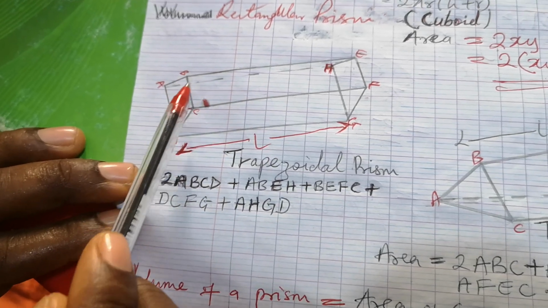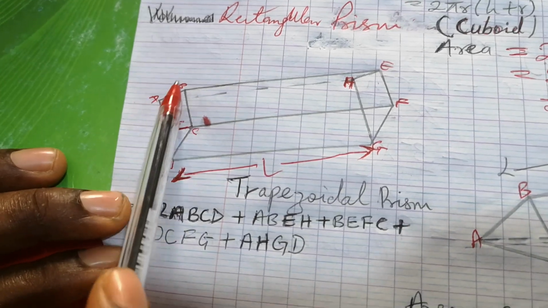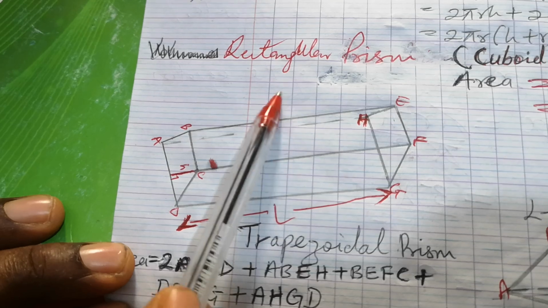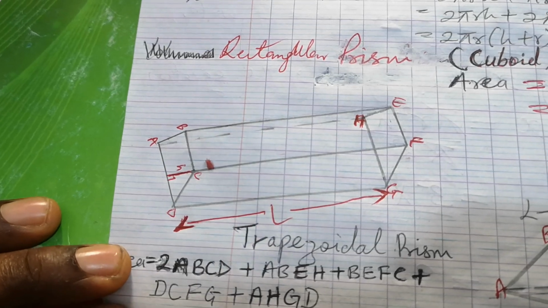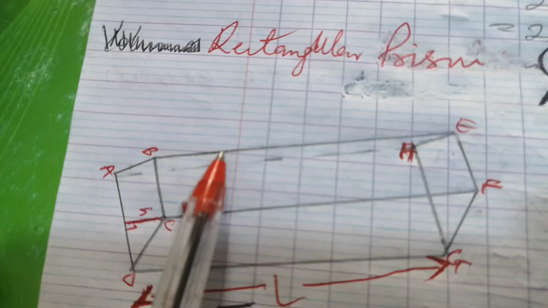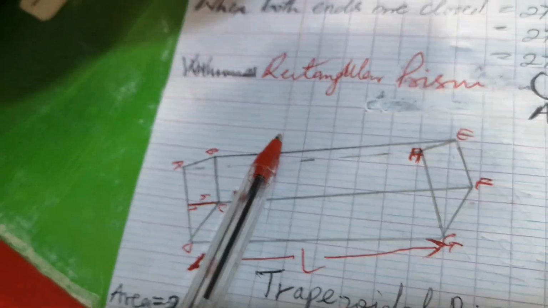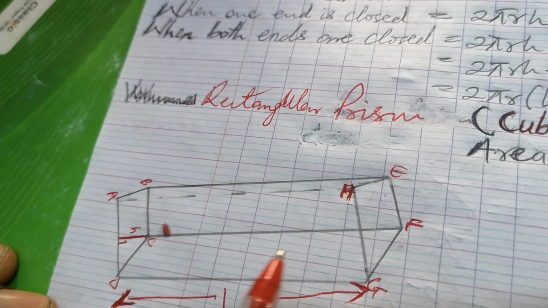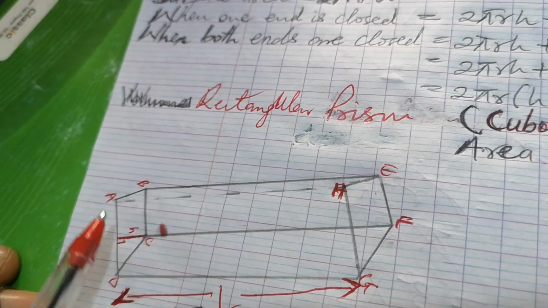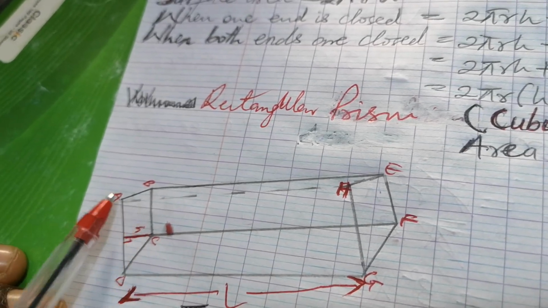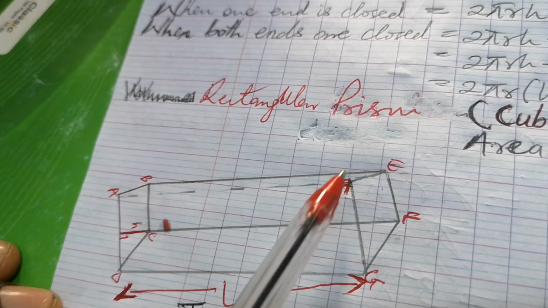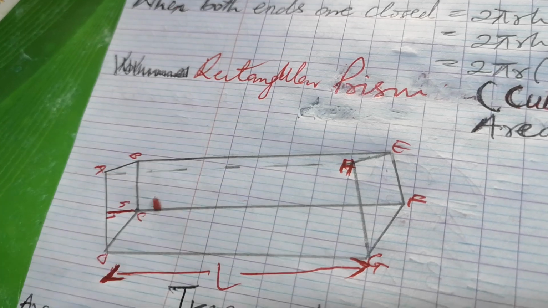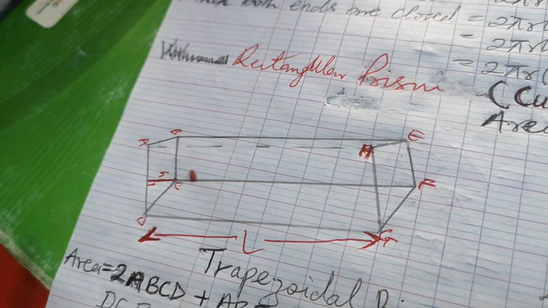If you watch very well, we have rectangle ABEH. That is the one facing that side, the one facing away like this. Then we have another rectangle, rectangle BEFC. That's the one on top of the shape.